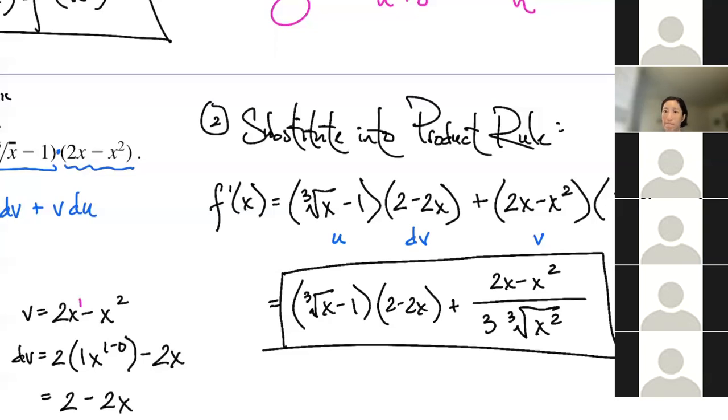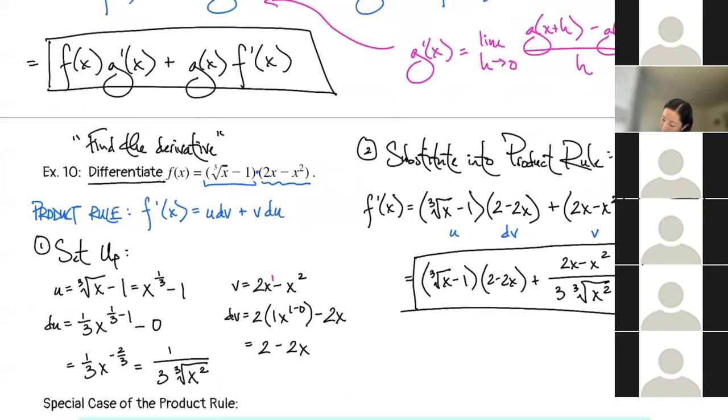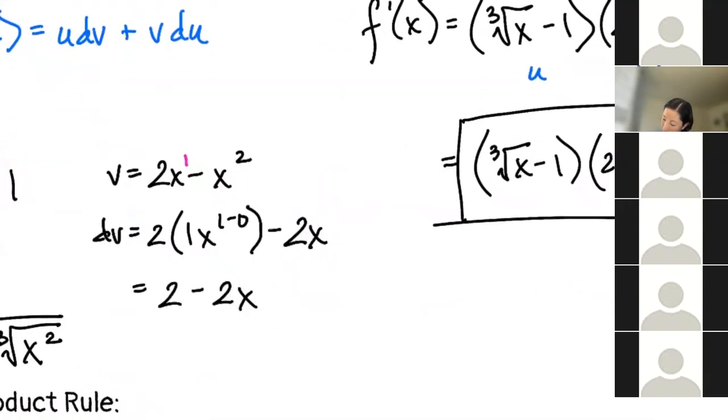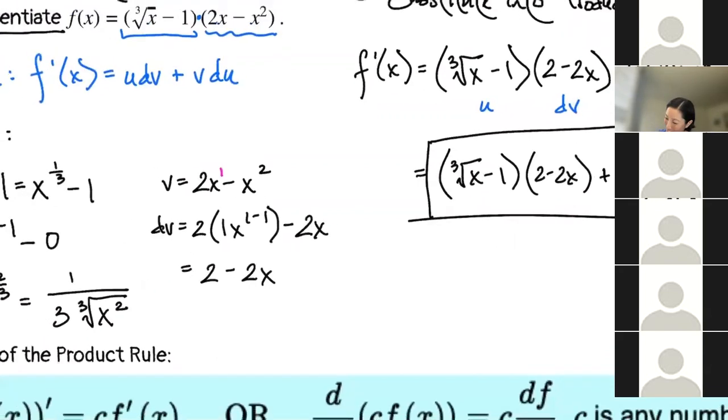Yes, I have a quick question. Yes, absolutely. Previously, where it says v equals 2x to the first power minus x squared, and then it says dv equals 2 and then 1x, so 1 minus 0. Why isn't it 1 minus 1? I'm so sorry. That should say 1 minus 1. I was thinking 1 minus 1 is 0, and then I wrote 0 and not 1. Okay, I was just making sure. No, no, you're good. Okay. All right.